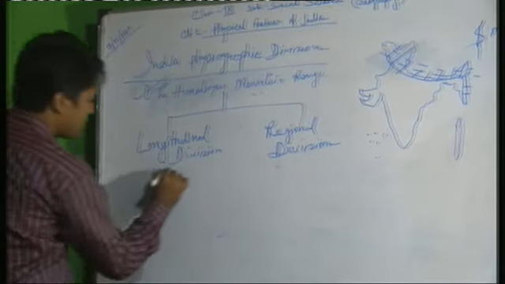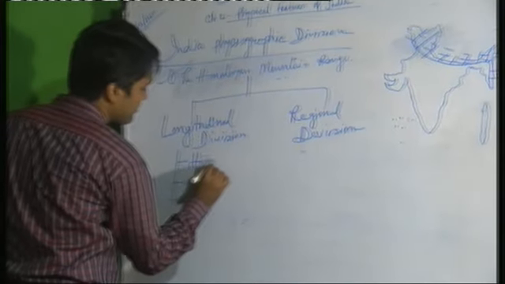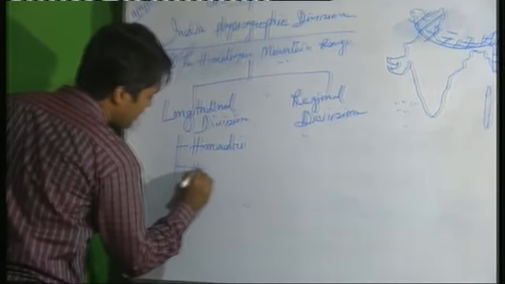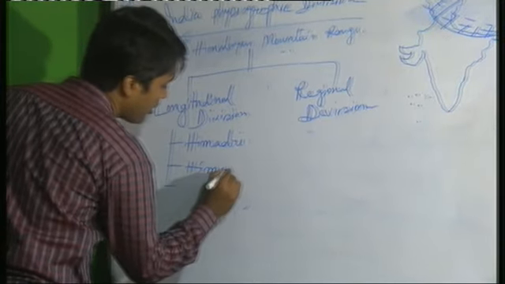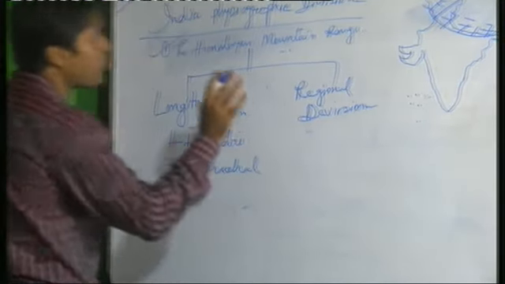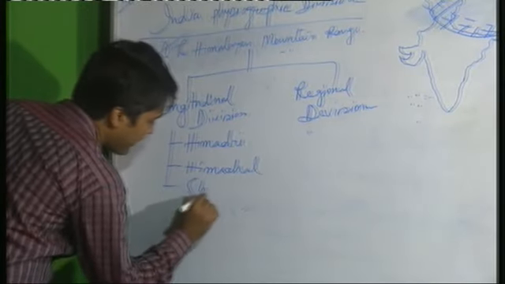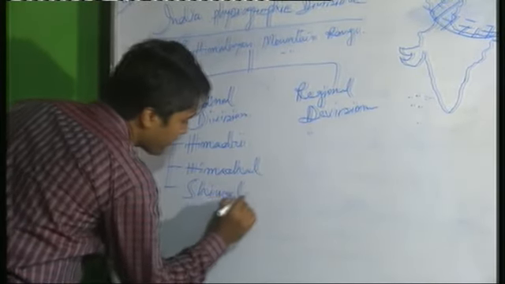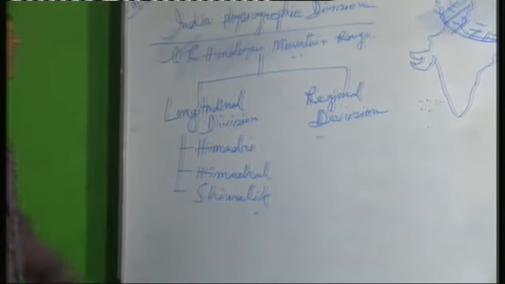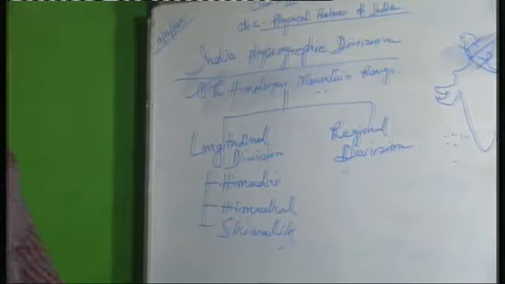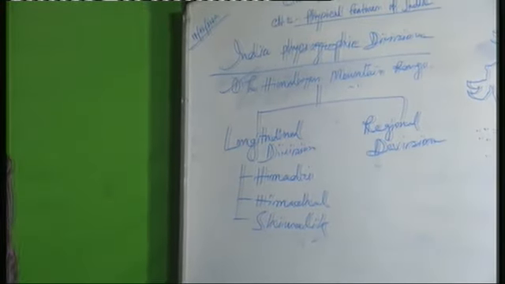Towards the north, it is called Himadri, then Himachal. All these names are in your book. You will read in your book and also listen to this topic. Himadri, Himachal, and Shivalik. These are the three longitudinal divisions from north to south. This is the division of the Himalayan mountain range.